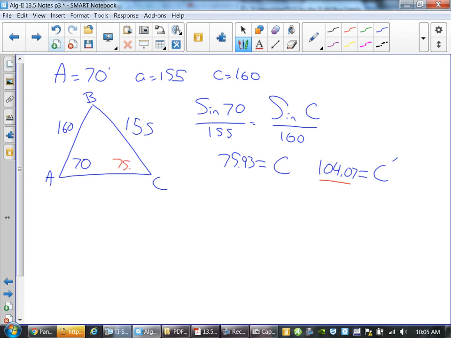So you have 75.93, which means angle B would be 34.07. The supplement is 104. I'm checking the supplement of this to see if there's enough angle left over. So I know that I can have the A prime, which was my original, at 70, which gives me the B prime.